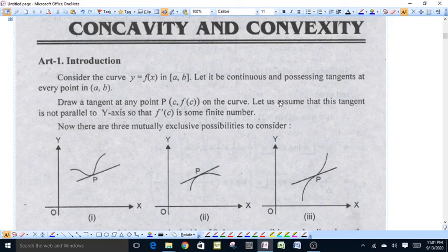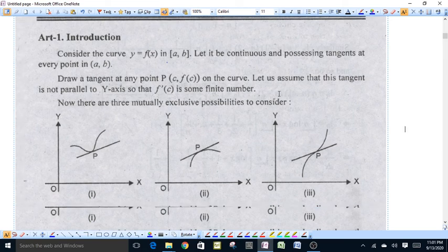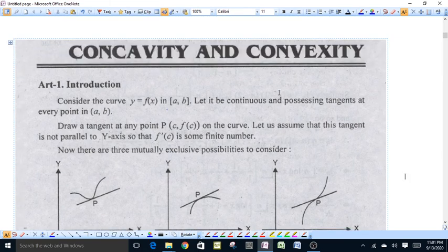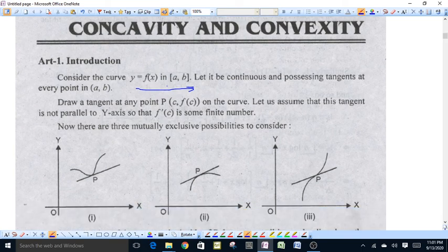Dear students, welcome again. Today we will discuss a very important topic, concavity and convexity of curves. Let us consider a curve y = f(x) in a closed interval [a, b]. Let us suppose that the function is continuous and possesses a tangent at every point in the open interval (a, b).